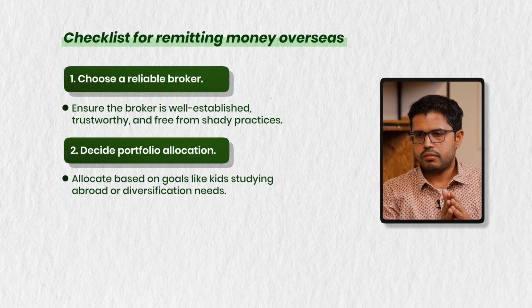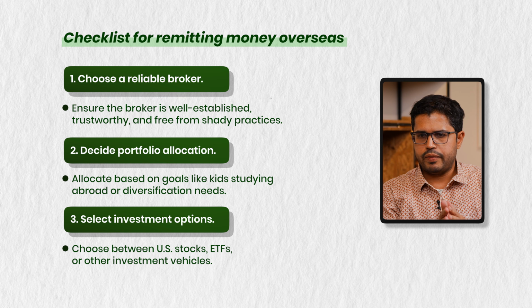If you think of the entire world as a pie, the US right now is 70% of that pie. India is in single digits, yet most of us have more than 90% of our exposure to the Indian market. So even if you don't have kids going abroad, it makes sense to have a significant amount invested overseas. That's the second thing, to decide how much of your portfolio should be there. And the third thing is, where would you invest it?